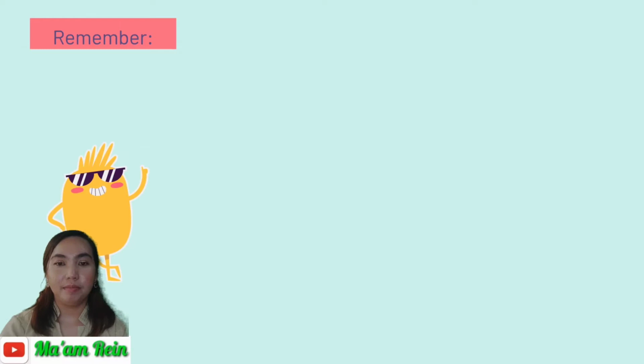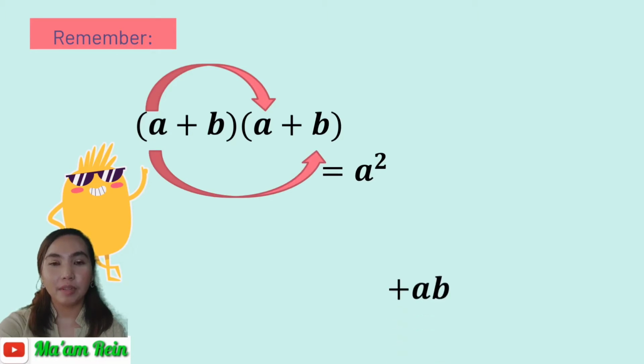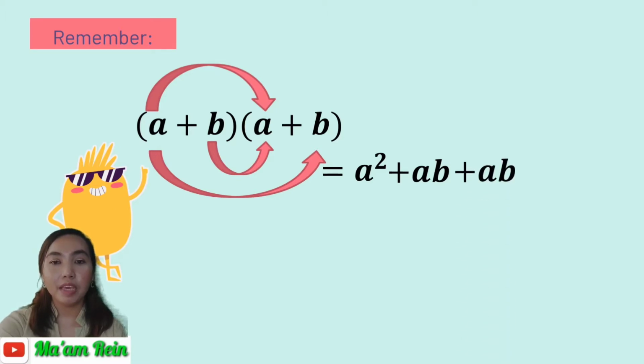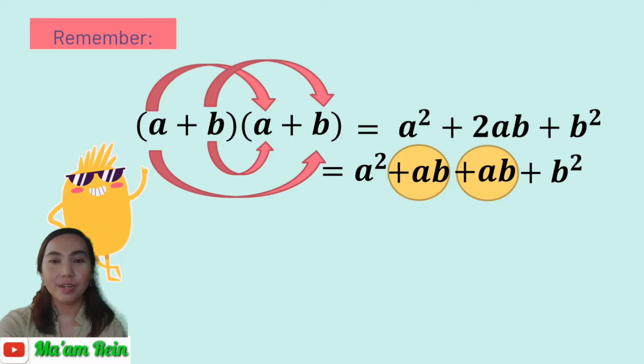Now remember this. We have square of a binomial here, quantity a plus b times the quantity of a plus b. So, using FOIL method, we have a times a is a squared, a times b is positive ab, and positive b times a is positive ab, and b times b is b squared. Combine similar terms, which is ab and ab. The answer will become a squared plus 2ab plus b squared.